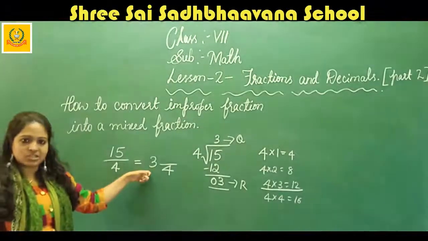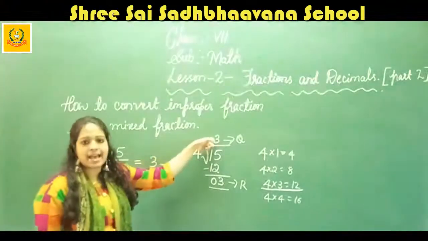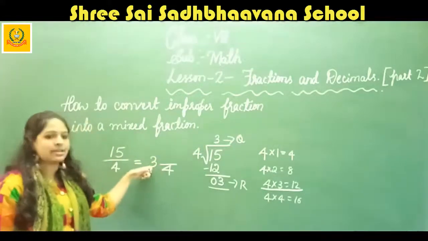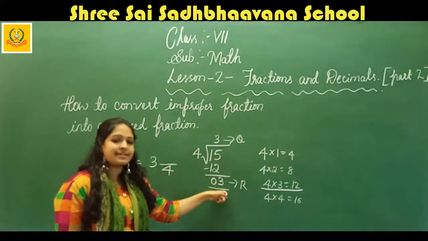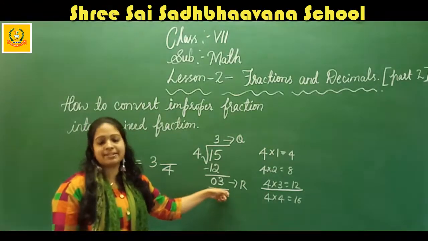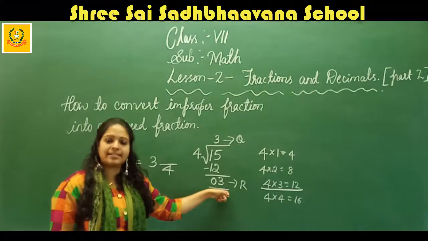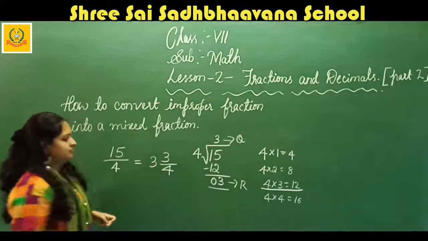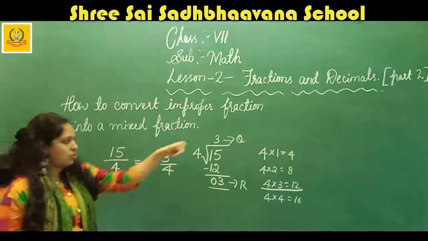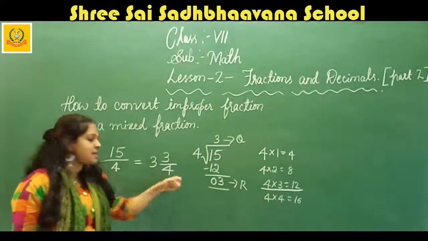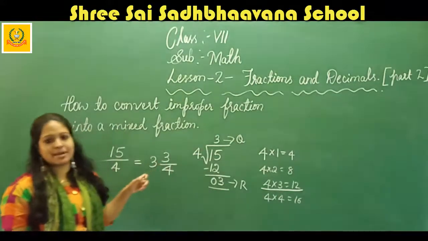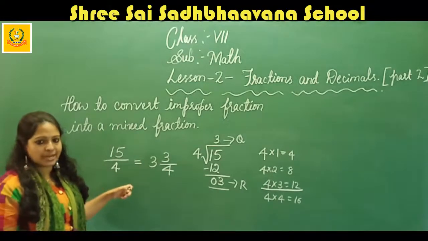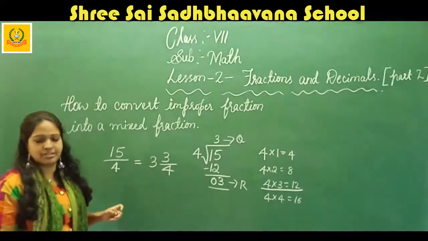Understood now? What have I done here? I have written this quotient as a whole number. Then what about the remainder? Remainder is nothing but the numerator. I have to write the remainder as the numerator. Understood now? Yes, quotient is nothing but the whole number, remainder is nothing but the numerator. In this way we have to write the mixed fraction.